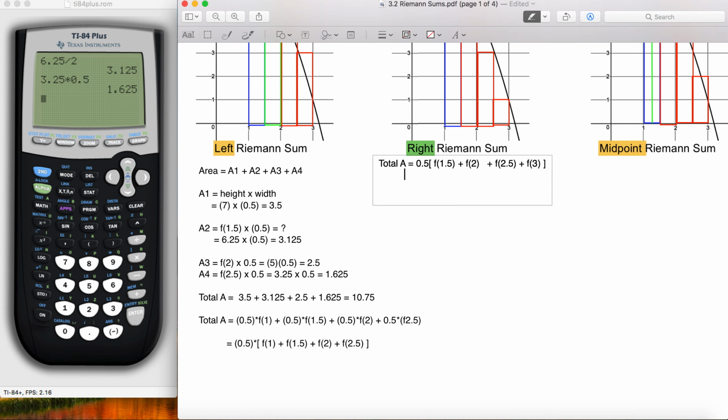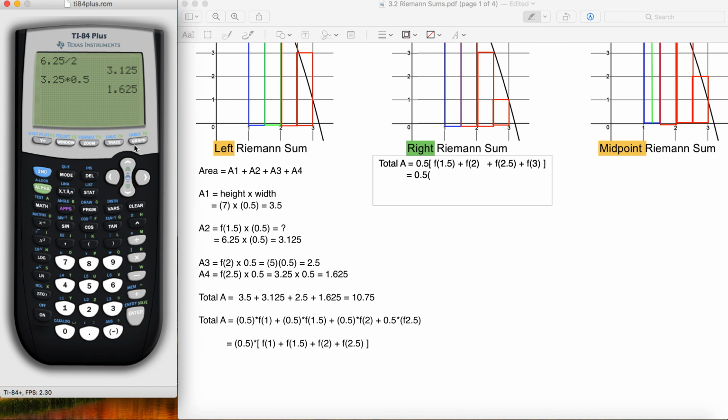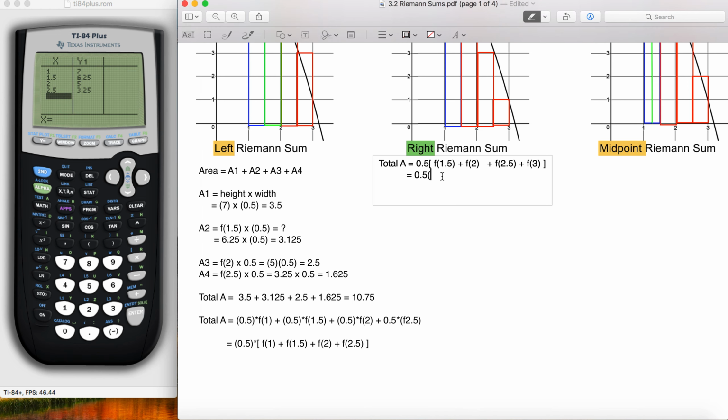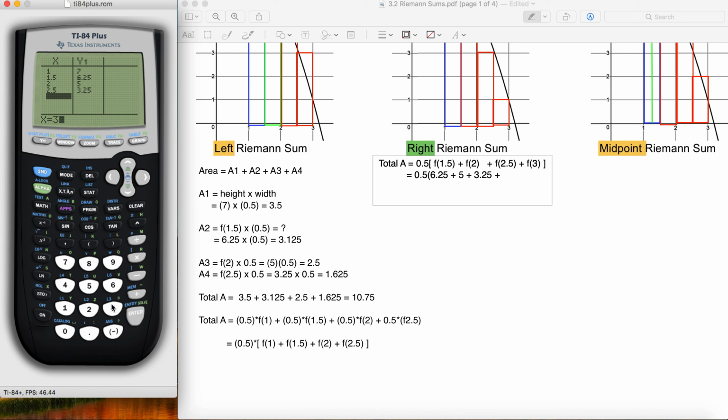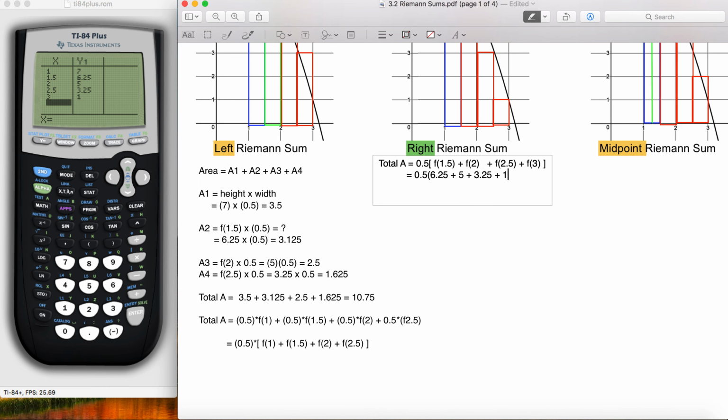And so what it ends up being is equal to 0.5 times the f of 1.5, we saw 6.25, plus the f of 2 is 5, plus the f of 2.5 is 3.25, plus, and we haven't figured out this last one yet, but if we plug 3 into our calculator, we get 1. And hey, you see 1 right there? There's that height. It makes total sense. And so if you do all the math, plug it in the calculator, you'll get the answer 7.75.